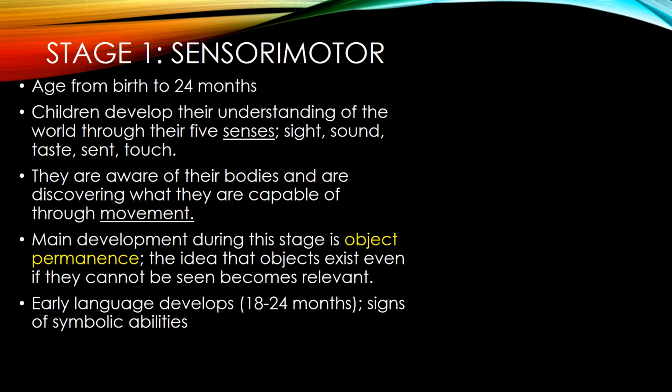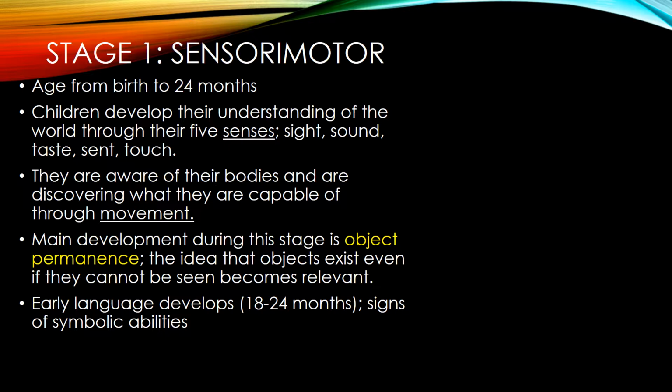Stage 1, sensory motor. This is from birth to 24 months. Children develop their understanding of the world through their 5 senses: sight, sound, taste, scent, and touch. They are aware of their bodies and are discovering what they are capable of through movement. This is why at this age, they tend to stick things in their mouth and are often wiggling around. At this point, the main development during the stage is called object permanence.